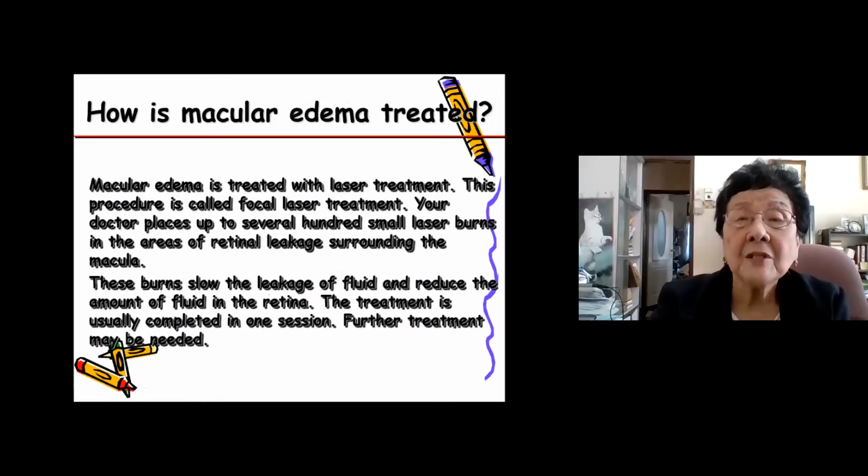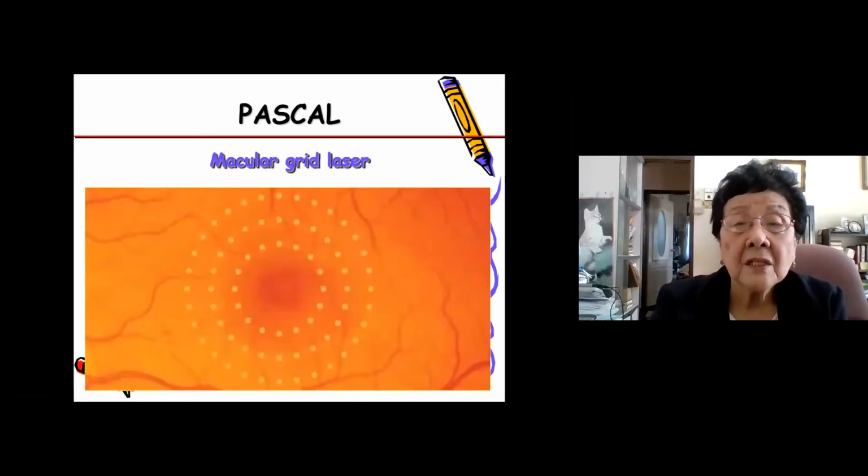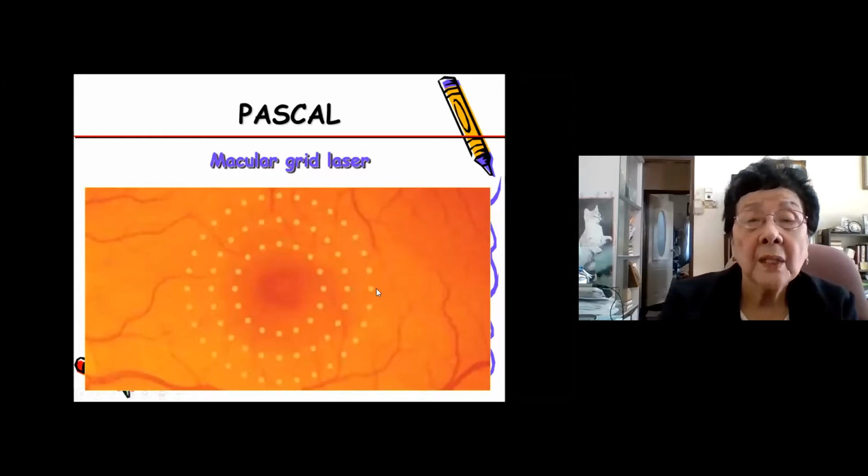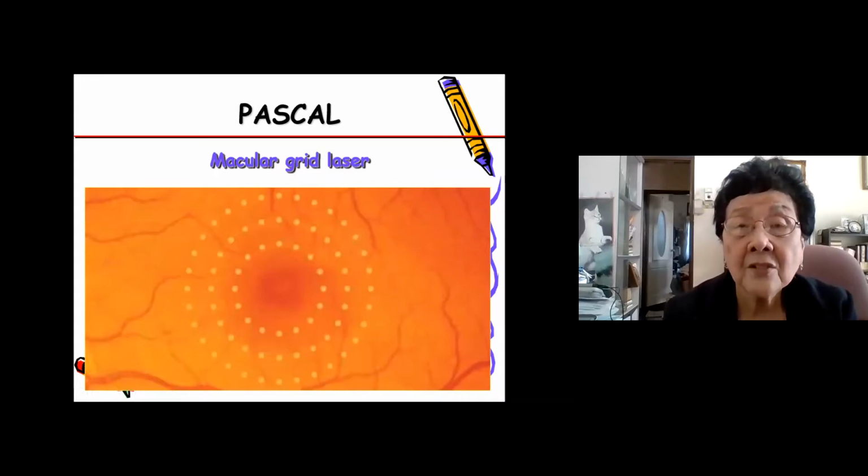And macular treatment, we said we can treat it with laser treatment. We use what is called grid or focal laser treatment. And our machines are so computerized and so high-tech that we can actually program how the laser spots should be done. And this is beautifully done when we program on the Pascal machine.